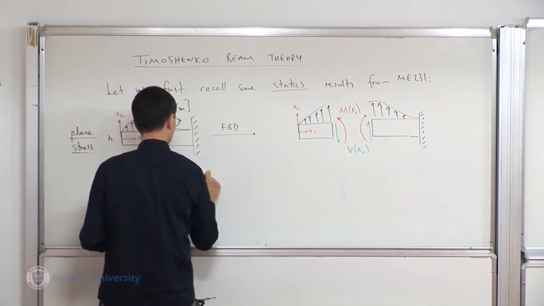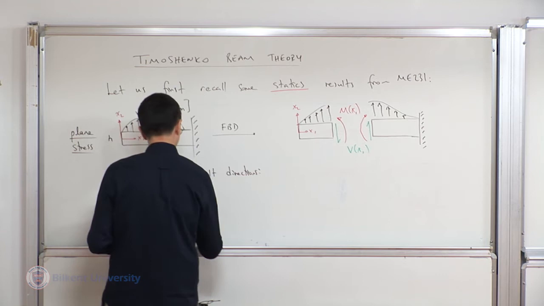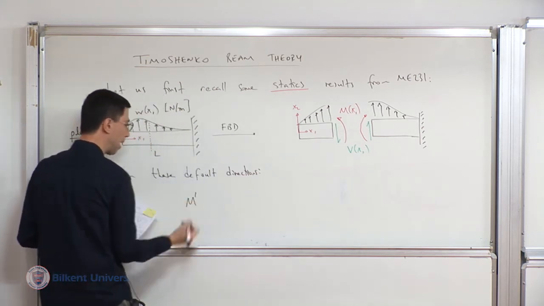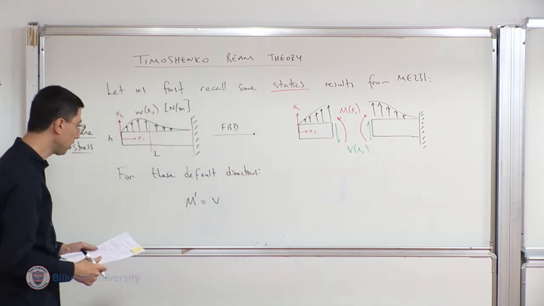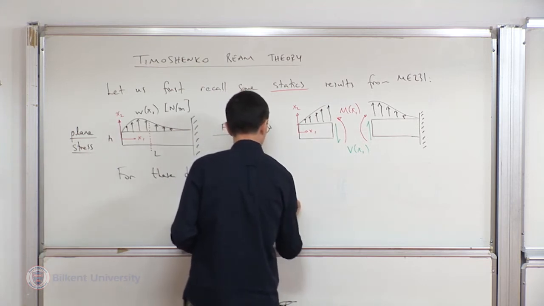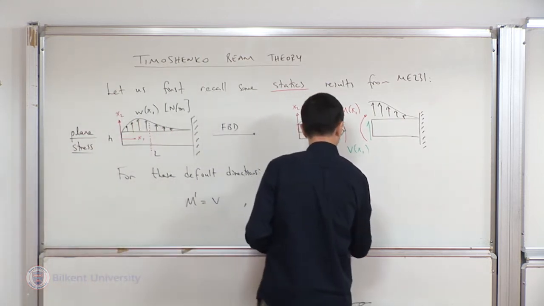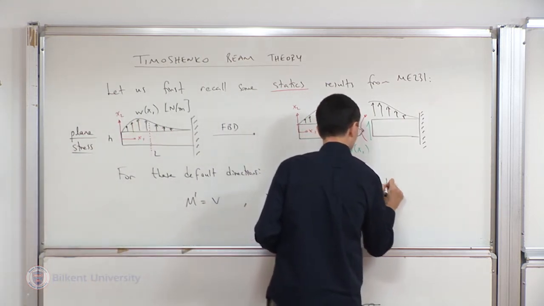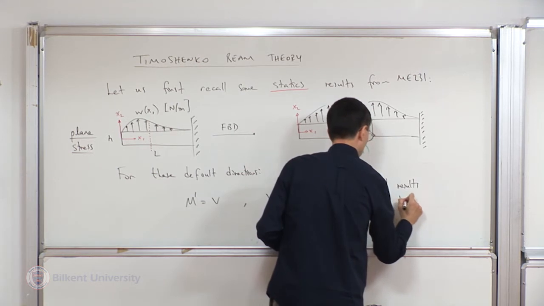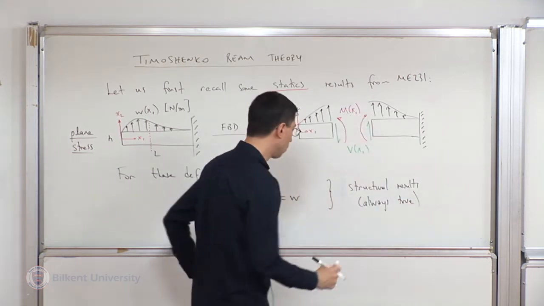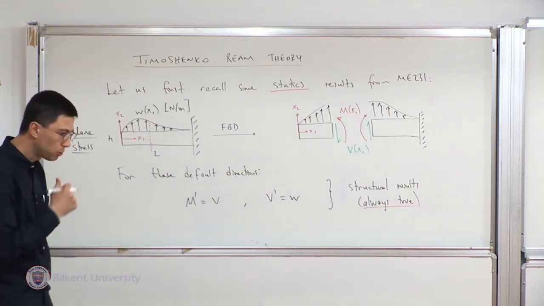One more thing that I would like to remind you is that for these default directions, we also know that if we take the derivative of M, I'm just putting a prime because it's just a function of x1, the derivative of M is equal to V, and the derivative of V is equal to the distributed load. So these are structural results, right? They are from statics. Let's just keep in mind that these are always true. So there is no approximation whatsoever here.